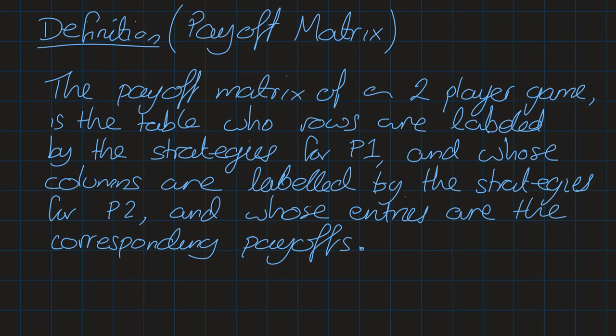So that's a long definition, okay? And it's maybe a bit confusing, but once you see an example, I think you'll realize it's pretty straightforward. So the payoff matrix for a two-player game is a table whose rows are labeled by the strategies for player 1, and the columns are labeled by the strategies for player 2, and the actual entries in the table tell you the payoff for that corresponding outcome. Okay?